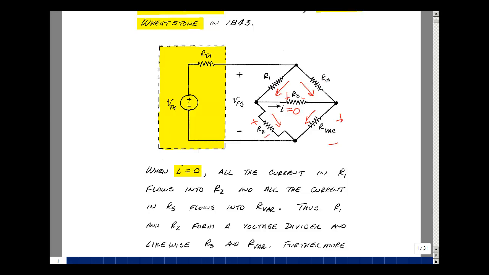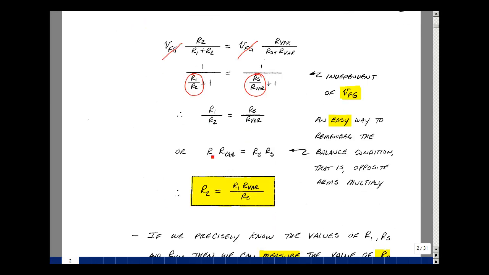Now we can solve that equation for R2 if R2 were an unknown resistor. So let's do that on the next page. So here's that balance condition. Now let's just solve for R2, which would be R1 times R variable divided by R sub S. So if we had measured the resistors R1 and R sub S in advance, and R variable is actually going to be a collection of precision resistors configured with a switch, then if I pick R1 equal to R sub S, then R2 would just be equal to whatever R variable is.